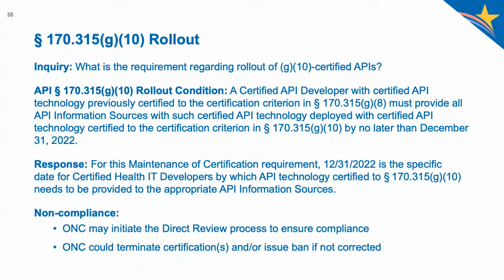Okay, so our first inquiry: what is the requirement regarding rollout of G10 certified APIs? The API G10 rollout condition is that a certified API developer with certified API technology previously certified to the certification criterion in G8 must provide all API information sources with such certified API technology deployed with certified API technology certified to the G10 certification criterion by no later than December 31st, 2022. So for this maintenance of certification requirement, 12/31/2022 is the specific date by which API technology certified to G10 needs to be provided to the appropriate API information sources. For non-compliance with this requirement, ONC may initiate the direct review process to ensure compliance, or ONC could potentially terminate certifications and or issue bans if that issue is not corrected. We can go to the next slide.